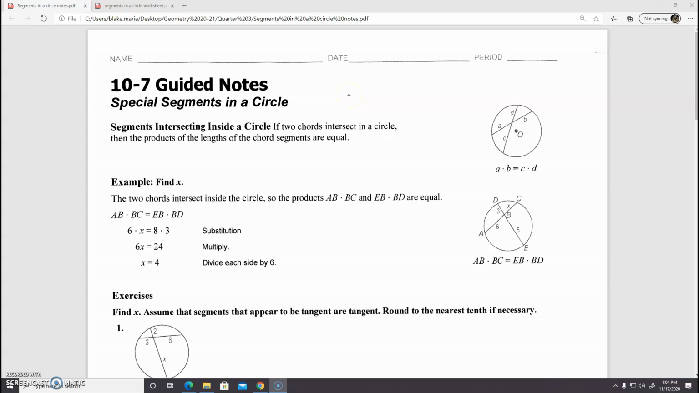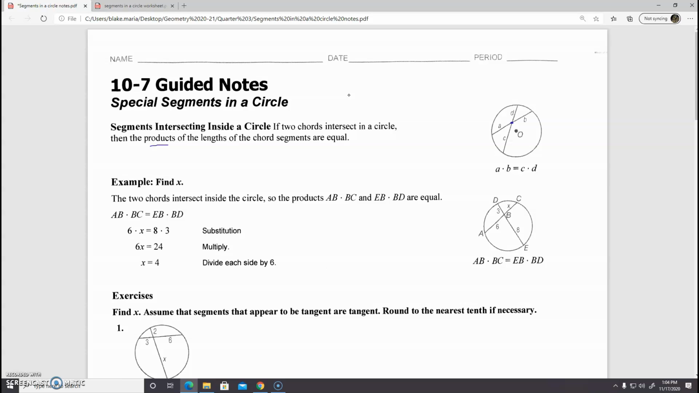Alright guys, today we're going to be doing segments instead of angles. So we're actually finding lengths of segments created inside and outside circles. So the first one is if you have two chords that cross inside of a circle, then the product of those lengths, right, multiply those lengths, should be equal.